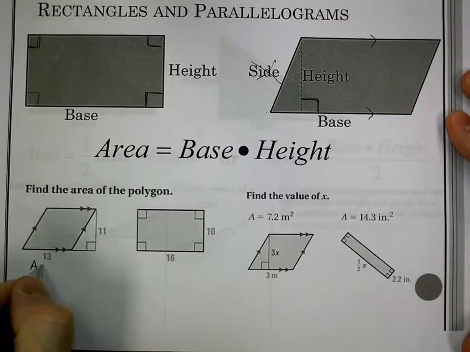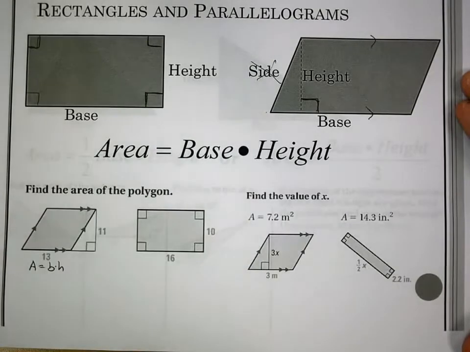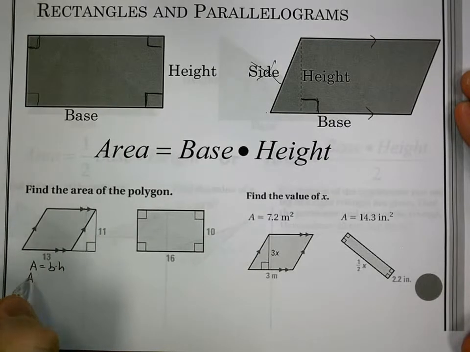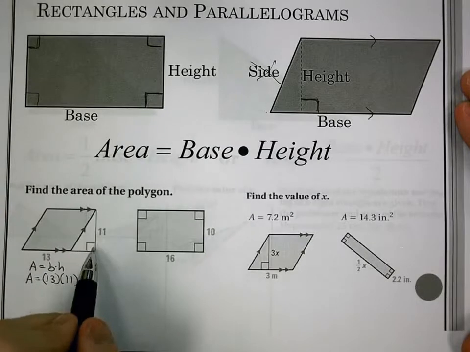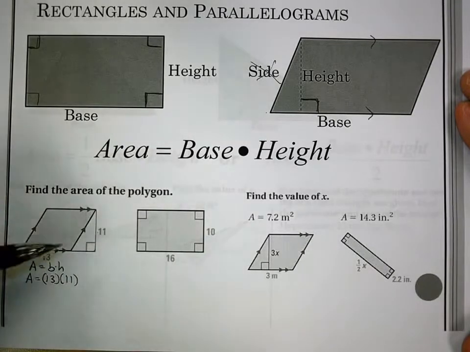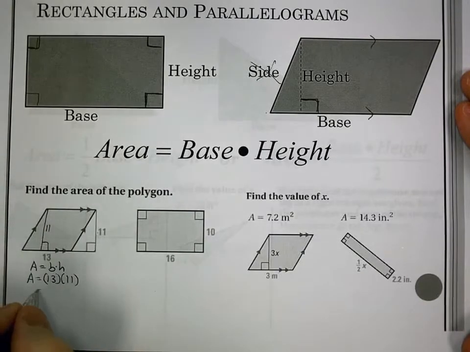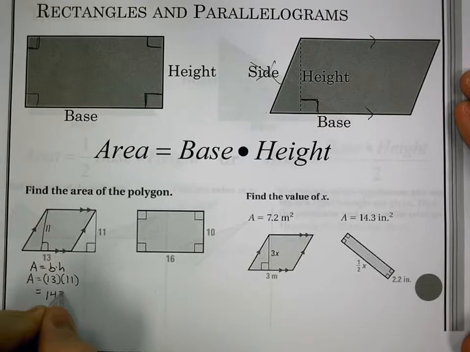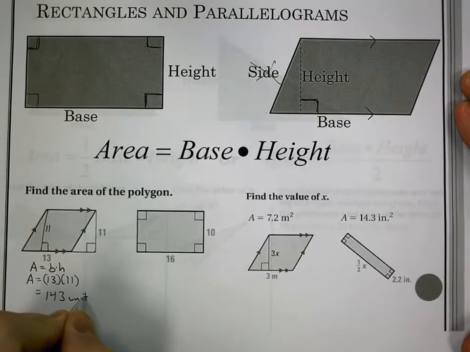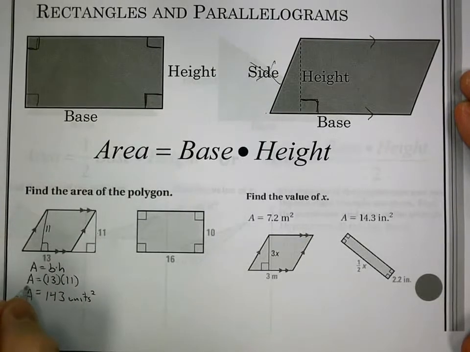Every time I do the problem, I write my formula first. So area equals b times h, base times height. I plug in my values. That is 13 times 11. Now, even though this 11 is on the outside, it's still talking about the height. I can move it in here, and it's still the height of the parallelogram. I then multiply that, and I get 143 units squared for my area.